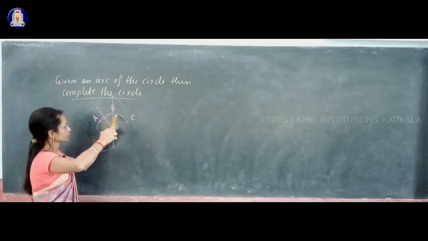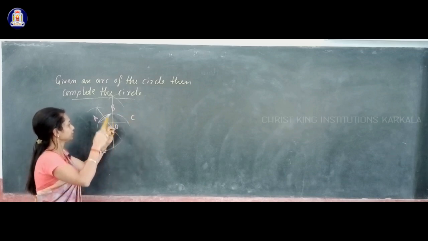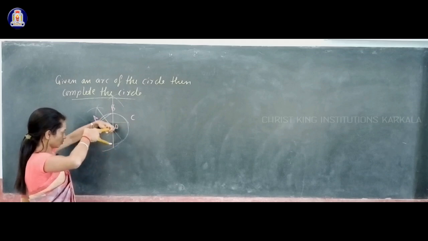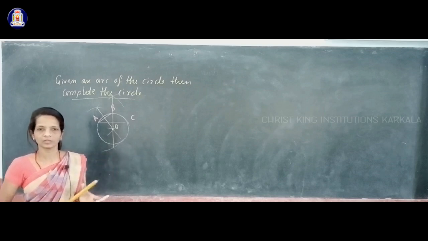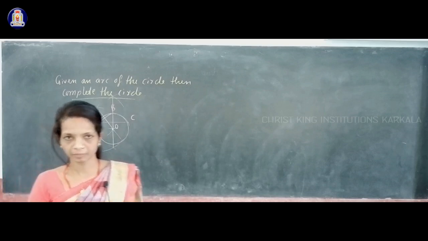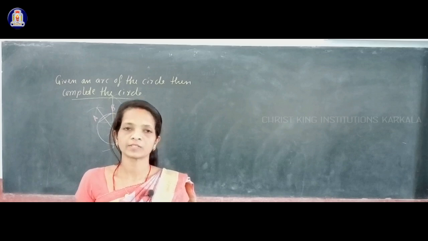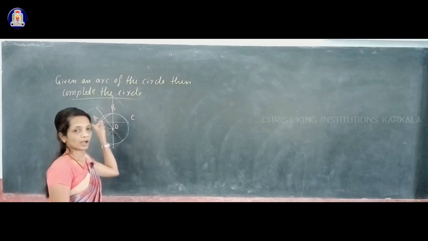You have to complete the circle like this. If your compass is proper, scale is proper, and pencil tip is sharp, then you will get exactly the circle which is passing through these three non-collinear points and containing this arc.